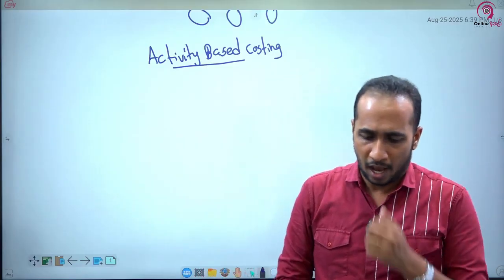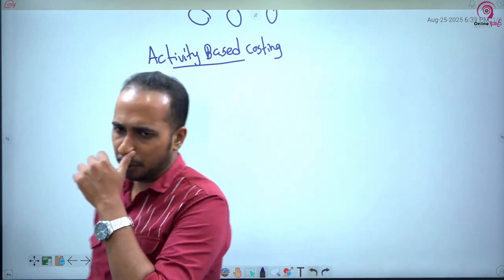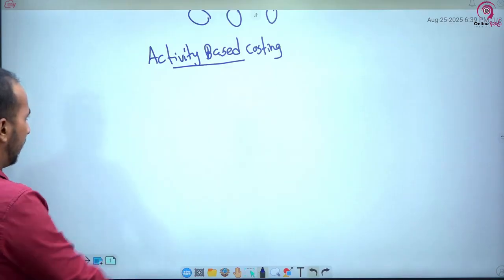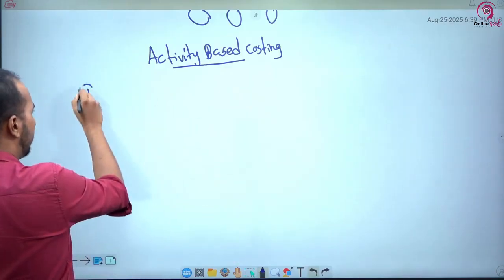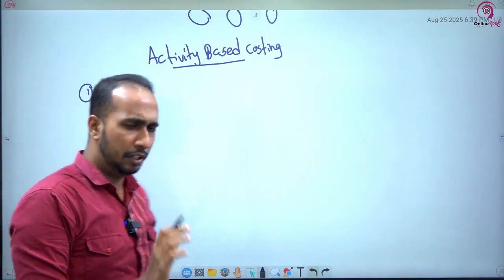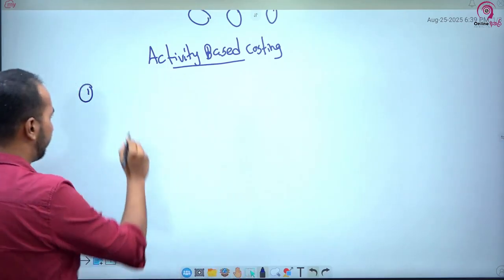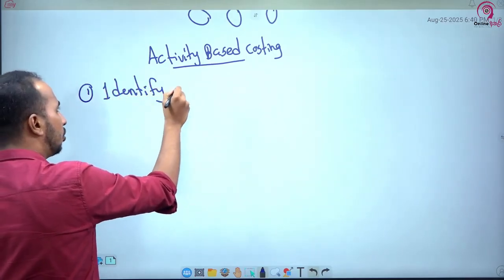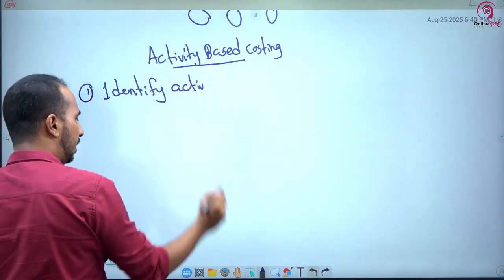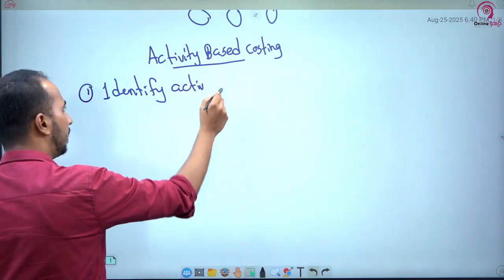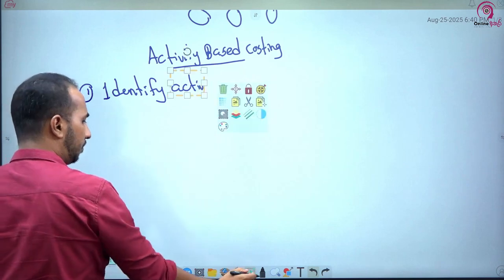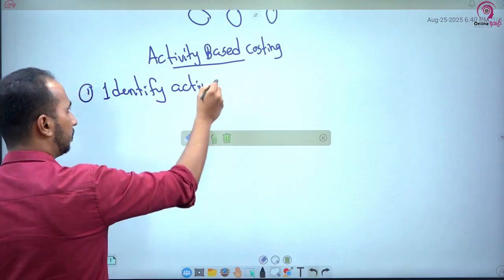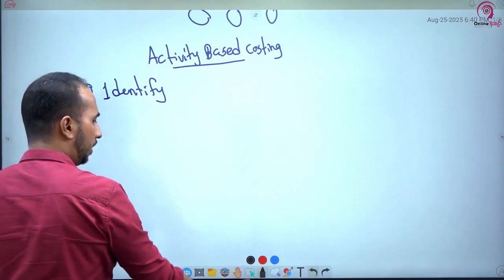Therefore, please follow me. So when it comes to activity based costing, what are we going to do? Actually, I am just revising the concept. I will give you some explanation later. In activity based costing, we are following some steps. The very first step is to identify the major activities. In an organization, there are various activities, so we have to identify the major activities.